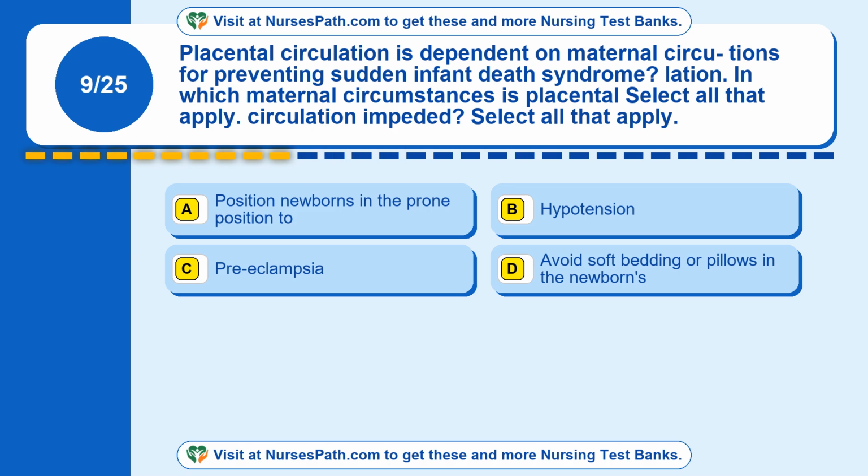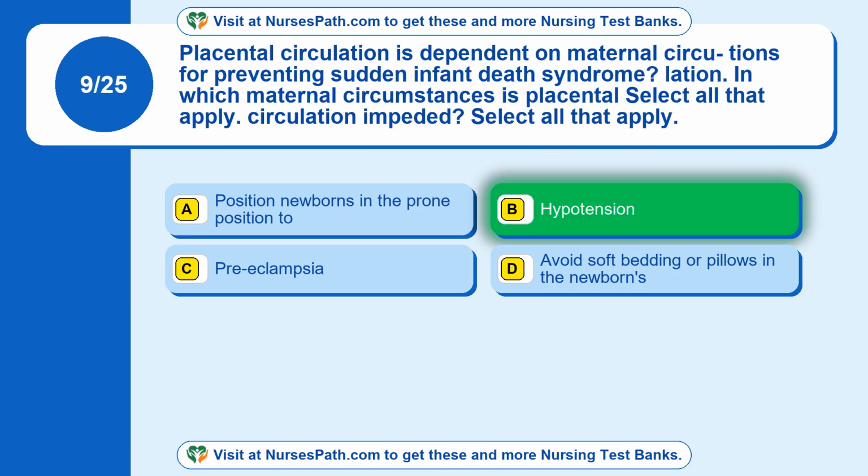Option A. Position newborns in the prone position. Option B. Hypotension. Option C. Preeclampsia. Option D. Avoid soft bedding or pillows in the newborn's crib. The correct answer is option B.